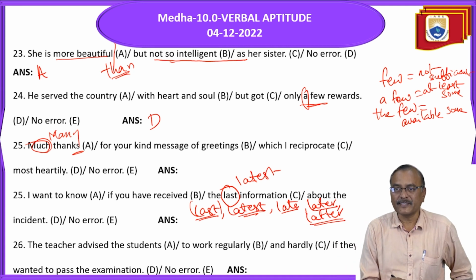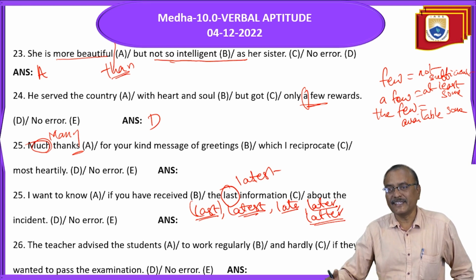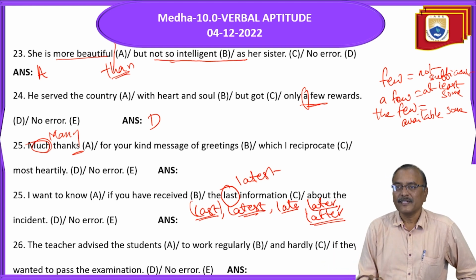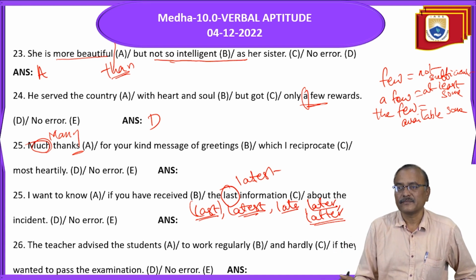A and B are friends. The latter is clever. Latter, L-A-T-T-E-R. Latter is clever. Former is here, you are dull, not clever. Former means F-O-R-M-E-R. Former means the first mentioned. Latter means the second mentioned.